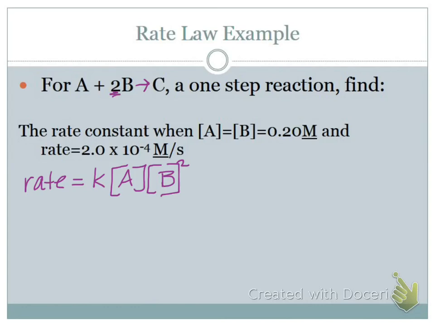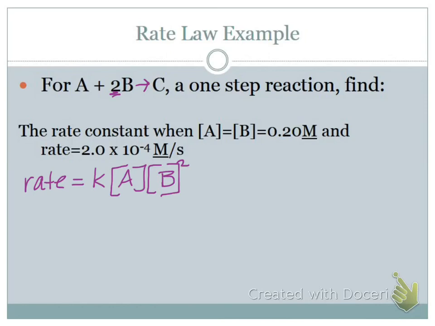So for this reaction, it's first order for A. What order is it for B? Second order. And what's the overall order? Third. 1 plus 2 is 3. So you're adding up the exponents to get the overall order. So the overall order is third order. First order for A because there's only an exponent of 1. Second order for B, but third order overall. Does everybody understand that? Okay.